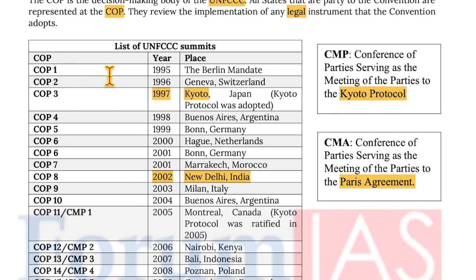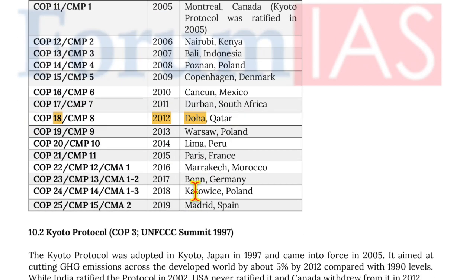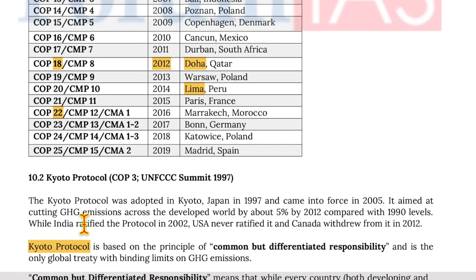Now, the first COP was held at Berlin, which gave the Berlin mandate. COP3 is important for Kyoto, as the Kyoto Protocol was adopted. Now, in 2002, COP8 was held in New Delhi, India. Then we have 2012, COP18, which was held in Doha. Then we have COP21, which was held in Paris, and then we have the subsequent COPs from there on.